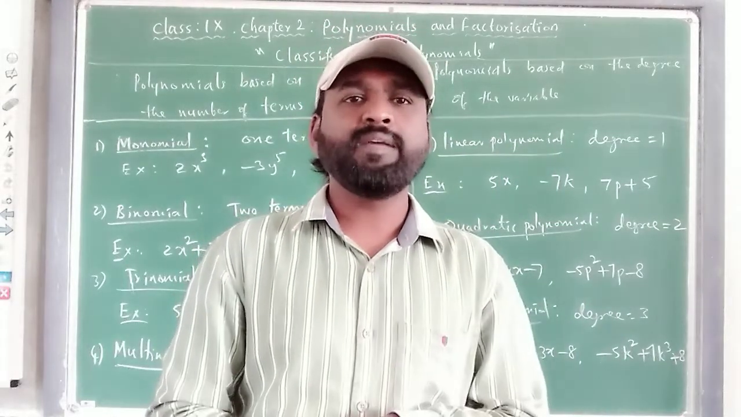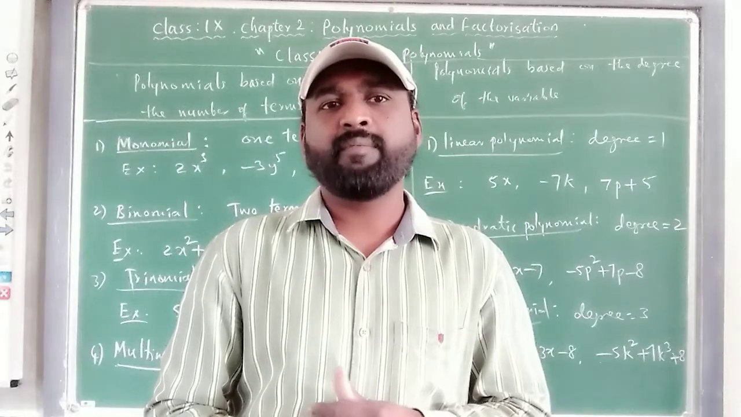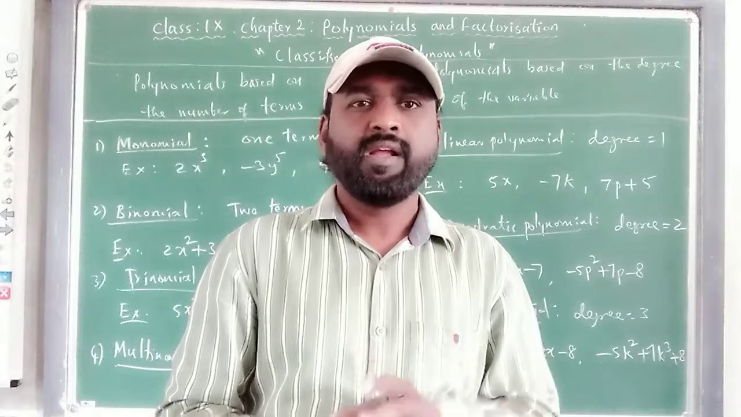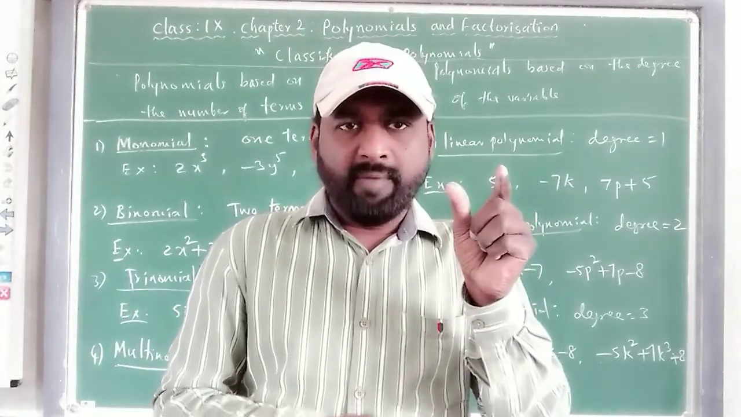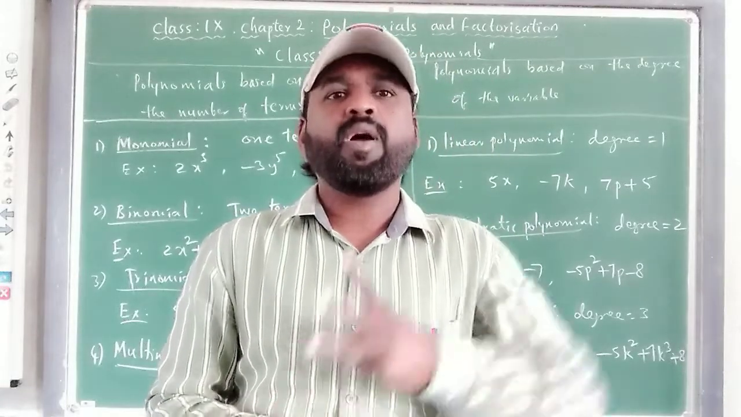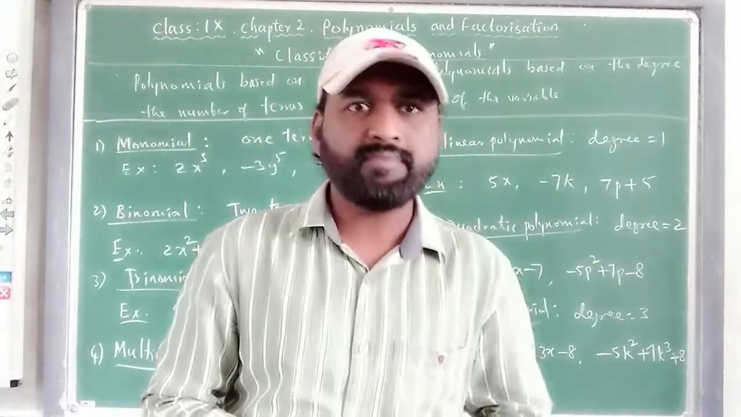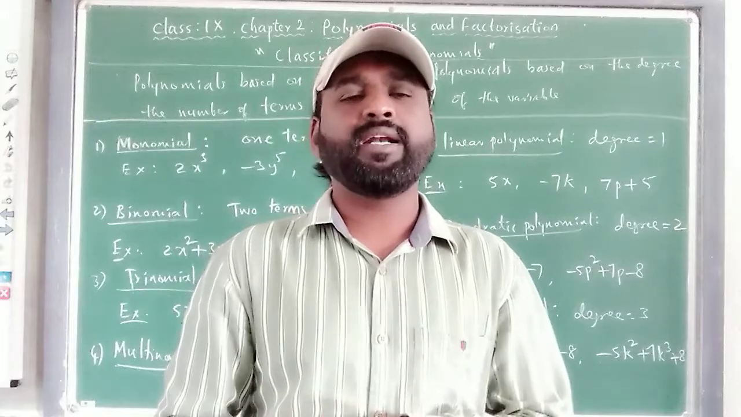Next, quadratic polynomial. How do you name it as a quadratic polynomial? If the variable's exponent is 2, that is called a quadratic polynomial. Quadratic polynomial means the degree is 2. At most it will have three terms. More than 3 is not possible. It may have only a single term, 2 terms, or 3 terms, but not more than 3. At most 3 terms only.